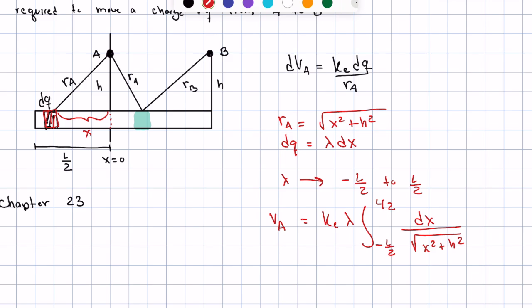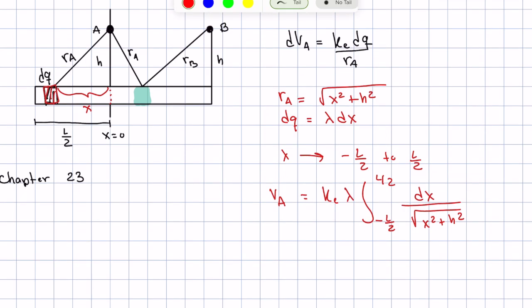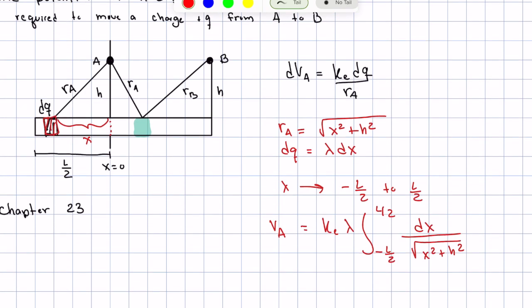Maybe you know how to solve this, maybe you don't. I know that some professors don't put a huge emphasis on the integration part, like the math part of physics, so you might be given this as a solution. I'm going to be assuming that you are told what this integral is in some way, so we're going to stop there. Do remember that the potential is a scalar quantity, so it's just going to be a number. It's not pointing in any direction. We're going to do the same process now to figure out what VB is.